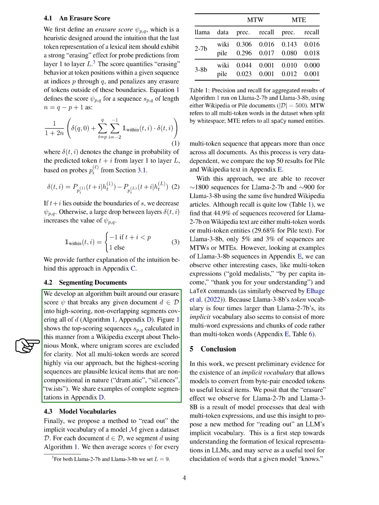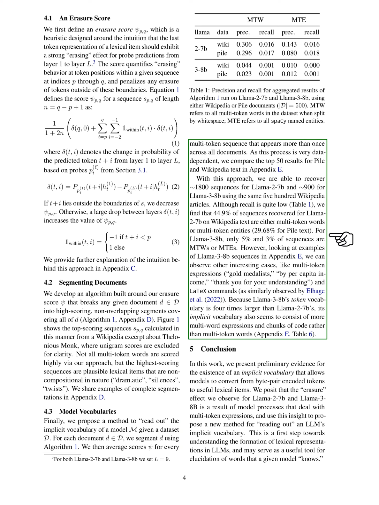Section: Model Vocabularies. In this section, we introduce a method to uncover the hidden vocabulary of a model M, using a dataset D. We divide each document in D using a specific algorithm. Then, we calculate average scores psi for all multi-word sequences that appear more than once across all documents. Since this process relies heavily on the data, we compare the top 50 outcomes for Pile and Wikipedia text in the appendix. By applying this method, we identify around 1,800 sequences for Llama 2 7b and about 900 for Llama 3 8b using the same set of 500 Wikipedia articles.